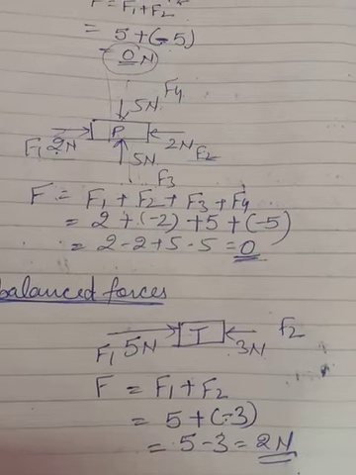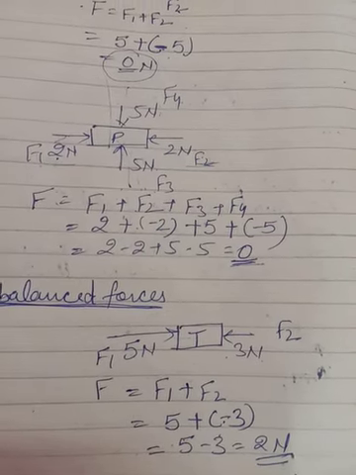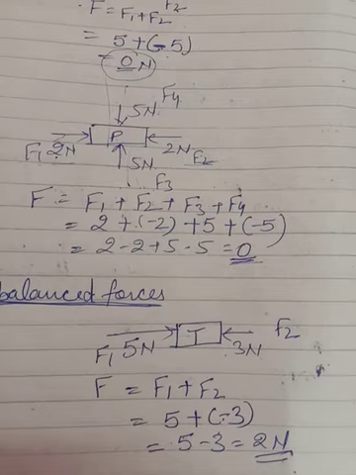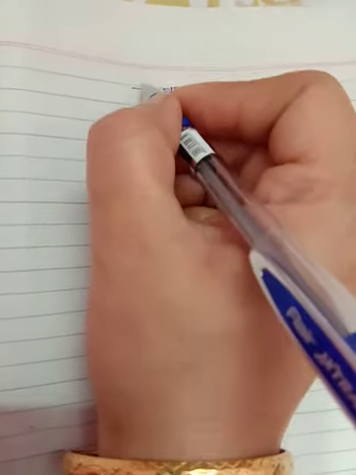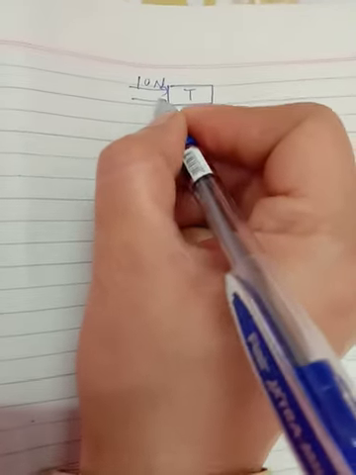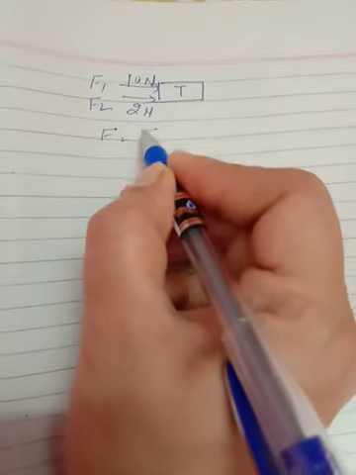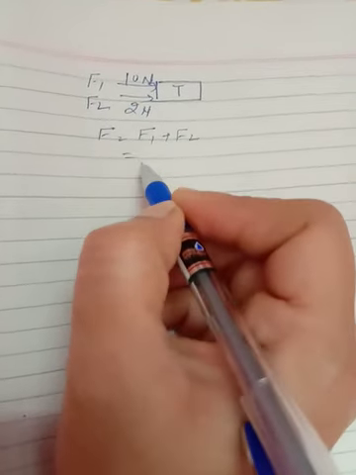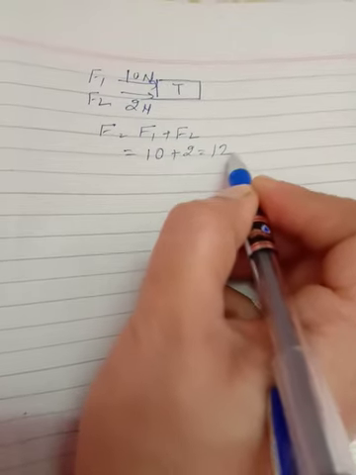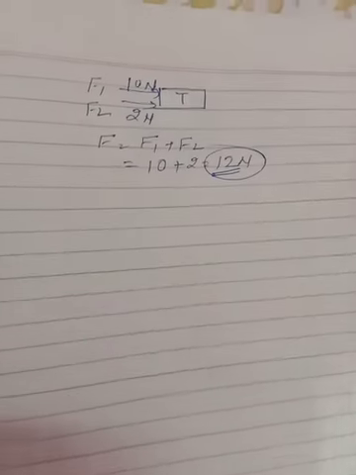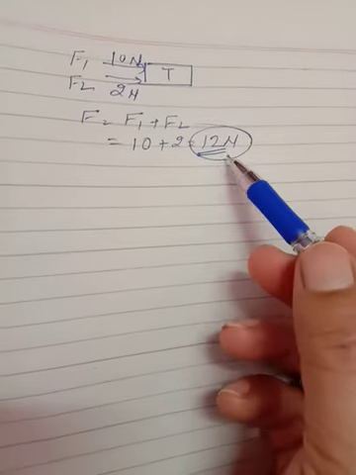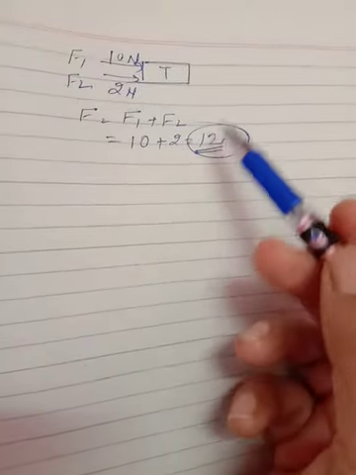They may be acting from opposite sides, or even these forces can act from the same side of the object. For example, if I take the same object T, and I am applying 10 Newton force from this side and 2 Newton more force from the same side. So net force F will be equal to F1 plus F2. So it is 10 plus 2 equals 12 Newton. Again, our net resultant force doesn't come out to be 0. So we say that these forces are unbalanced in nature.